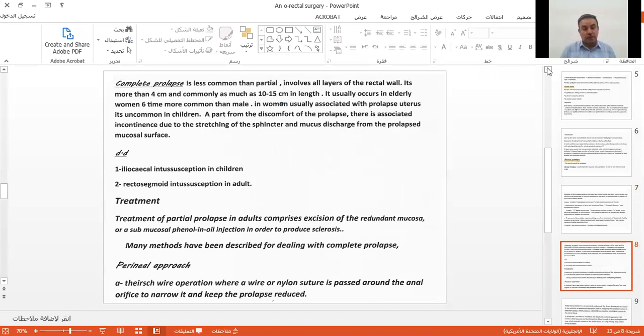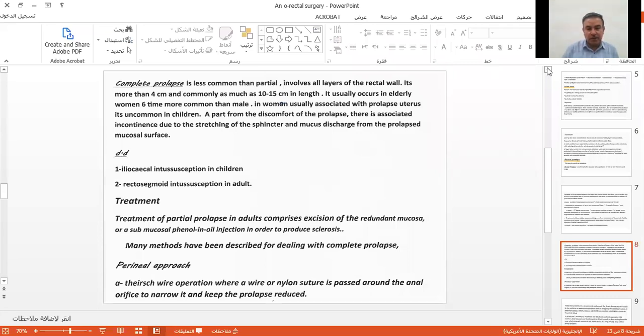Complete prolapse is less common than partial, involves all layers of the rectal wall, is more than 4 centimeters, and commonly as much as 10 to 15 centimeters in length. It usually occurs in elderly women, 6 times more common than in males. In women, it is usually associated with uterine prolapse. It is uncommon in children.